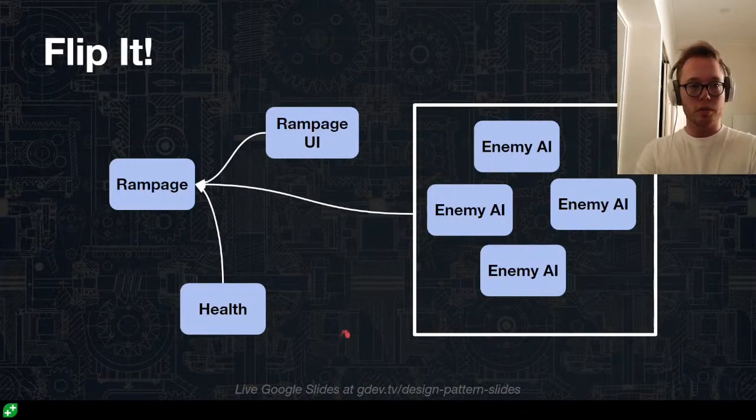What we want to do is essentially flip this around, because this would take it from having one class with a dependency on lots of classes to a lot of classes having a dependency on one class, which is a much better place to be in this case.